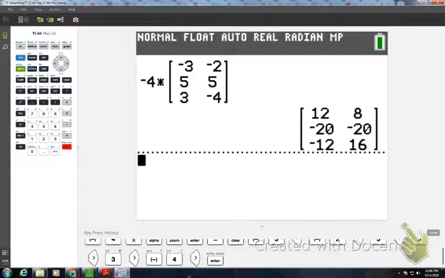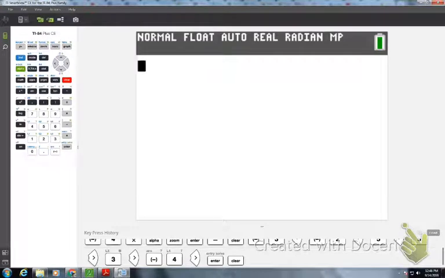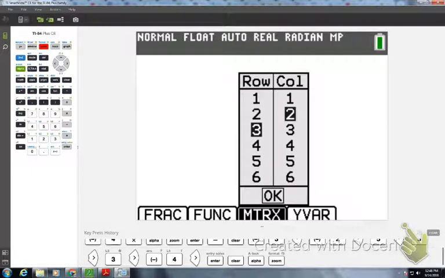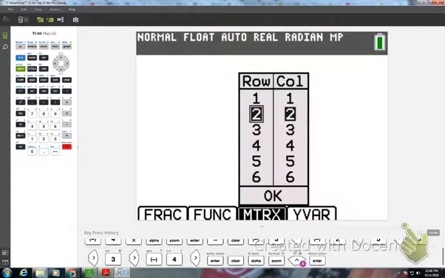All right. Next, we're going to do addition and multiplication in the same problem. We're going to do number 7 on the unit review. All right, so we start with that 2 by 2 matrix. So we click alpha zoom. All these matrices are 2 by 2s, so we want to change the dimensions to 2 rows, 2 columns.